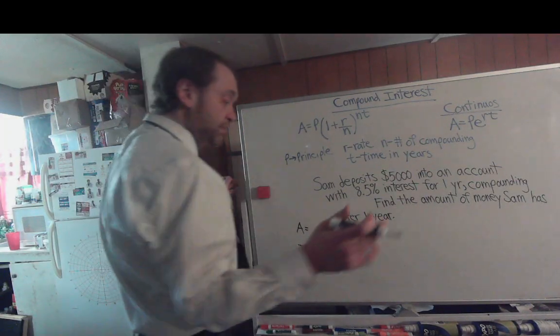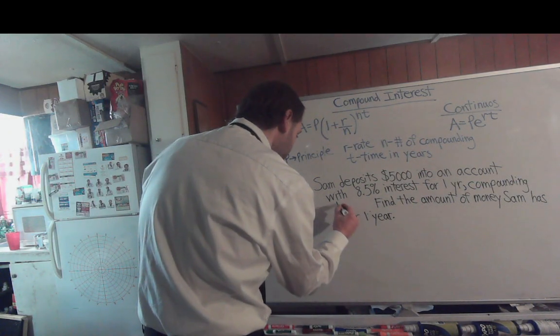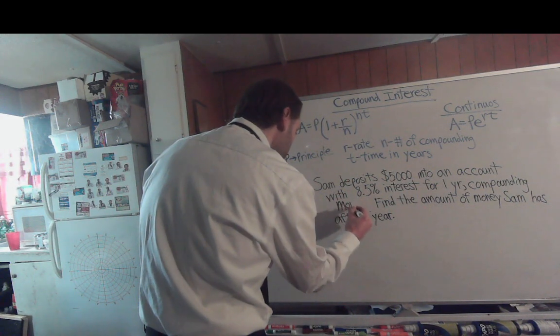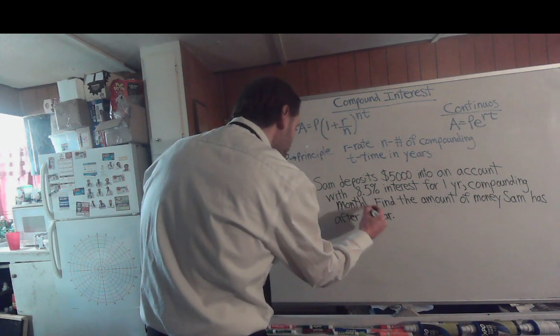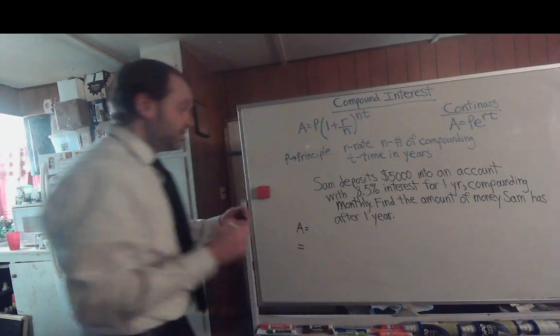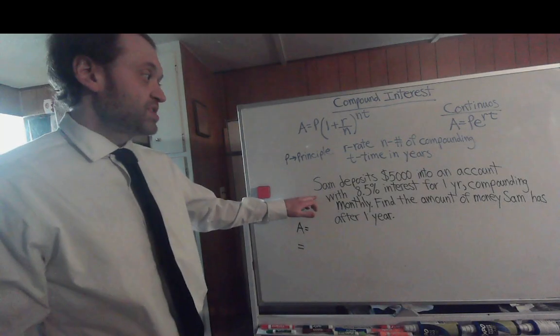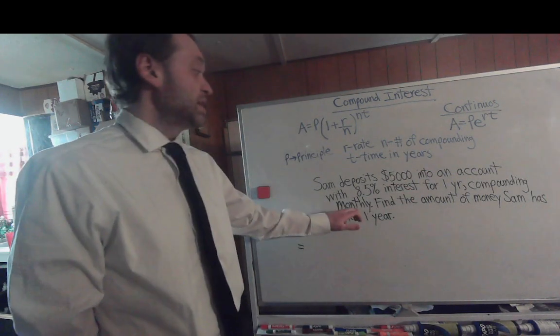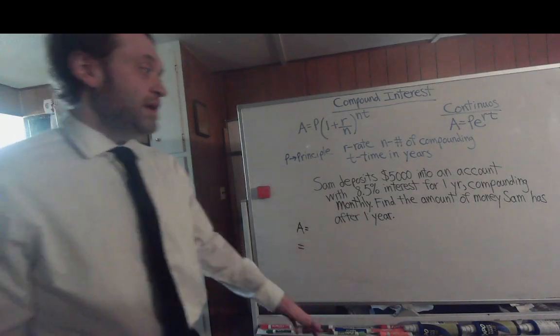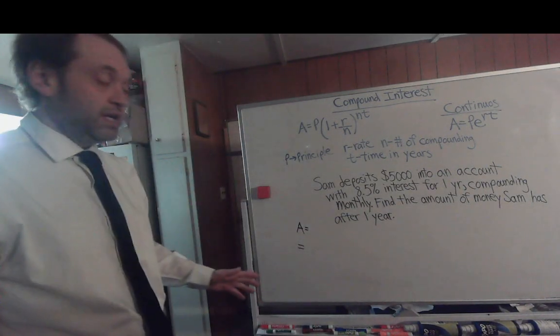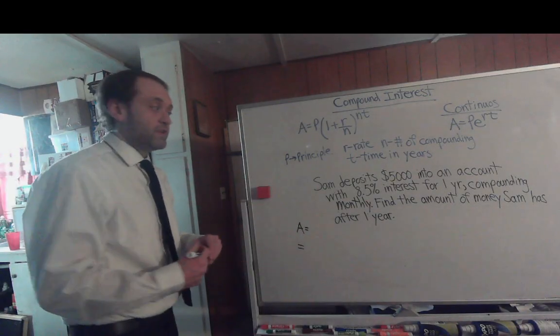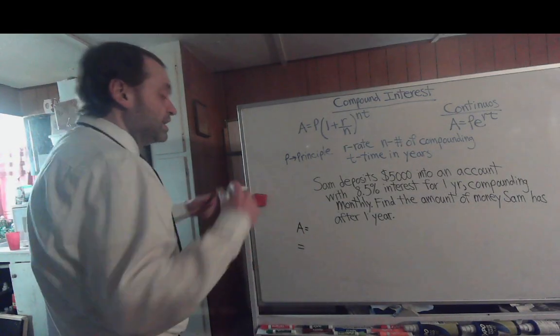Alright, this time it's going to compound monthly. So Sam deposits $5,000 into an account with 8.5% interest for 1 year, compounding monthly. Find the amount of money Sam has after 1 year. So there's a monthly compounding of interest. So let's go ahead here.